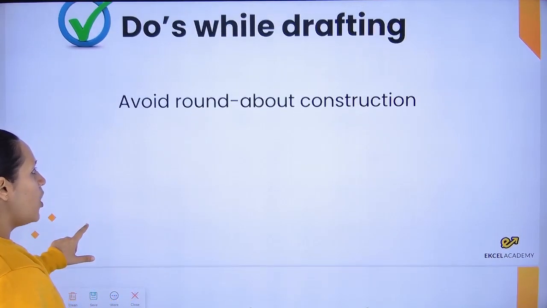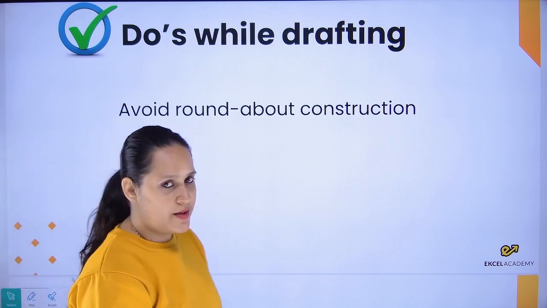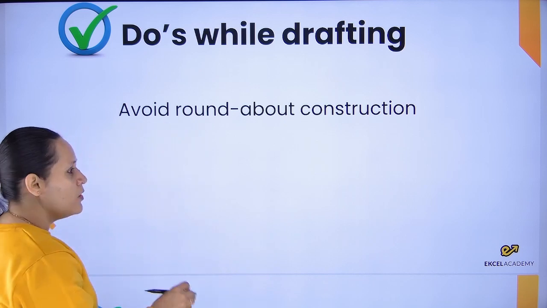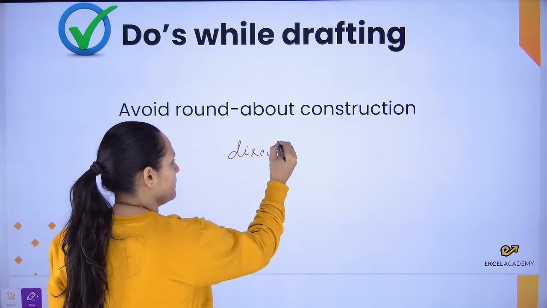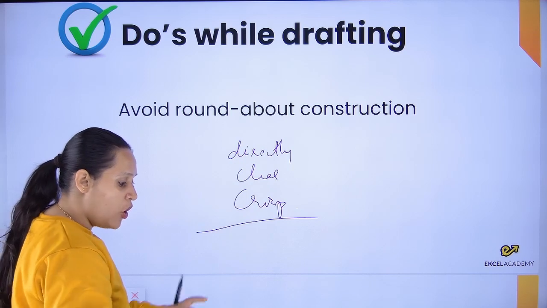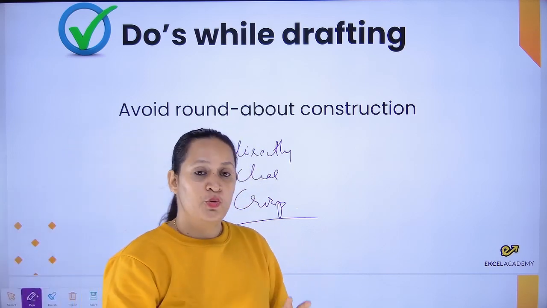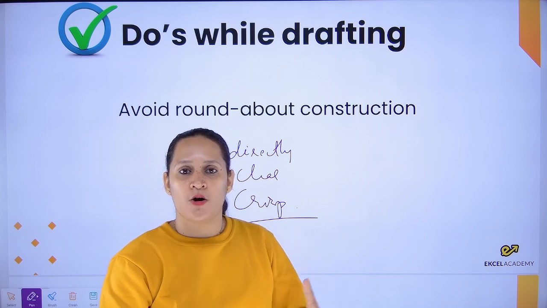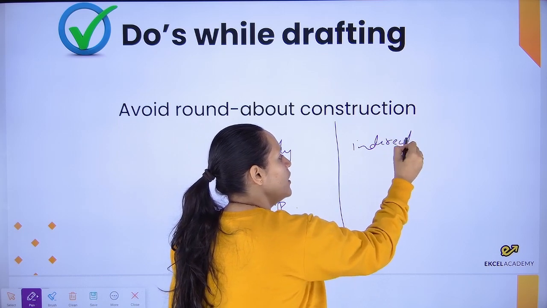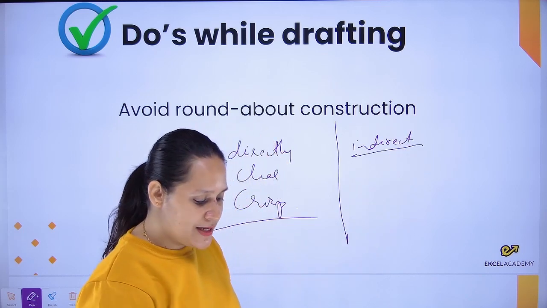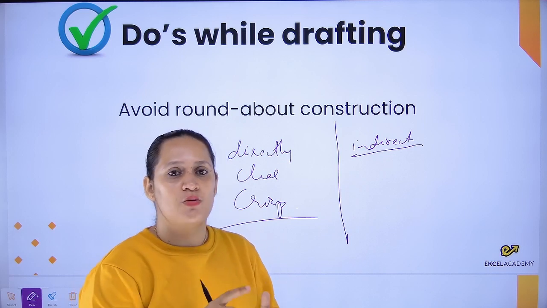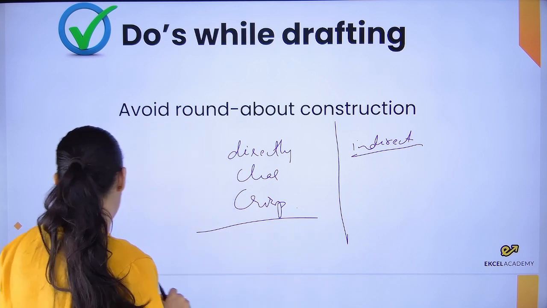Next. Avoid roundabout construction. They mean to say mention or include all the points directly. Be clear cut. Be crisp in what you're writing. You don't have to go about running the bush. You don't have to complicate it. Directly, whatever you want to communicate, do it directly. There is no need to bring any kind of indirect reference in your documentation. As far as possible, keep it clear, crisp and direct to the point that is required to be addressed. There is no need to go around the bush for explaining a particular concept.